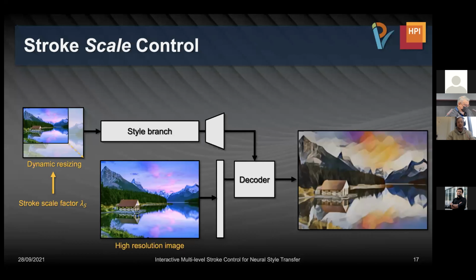We use this property to dynamically resize the input image to a style branch. And resizing the style branch, in fact, creates a stroke size edit in the output image. We have another branch in our network, which uses the high resolution input image and extracts high frequency detail. These two branches are then merged together and jointly decoded to form the output image. Adjusting the stroke scale factor lambda s in the input image adjusts the scaling of the input image and then produces stroke scales in the output image.